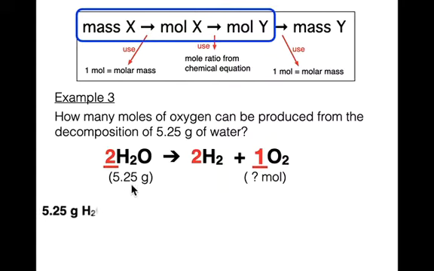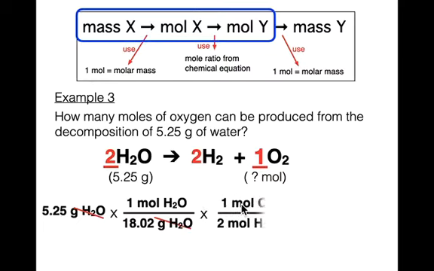So this is all that we need to make the conversion. We'll start with the mass we're given, 5.25 grams of water. Convert that to moles. So again, we're simply looking at the periodic table. The molar mass of water is 1 mole. Now we want to convert from moles of water to moles of oxygen.